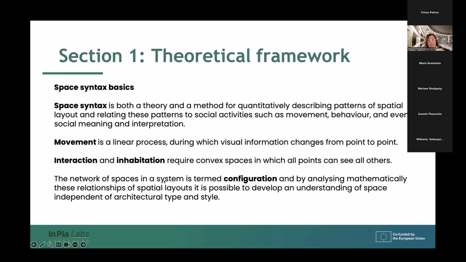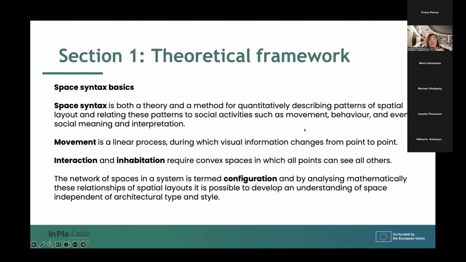So let's have a look at some basics of Space Index. I think the most important thing is to talk about what it is. It's both a theory, but it's also a method. It includes a number of tools for describing the patterns of spatial layout in a quantitative way and relating the results and these patterns to social practices, such as movement, behavior, and so on. In this approach, movement is considered as a linear process during which visual information changes from point to point. That is, in the way that we move, our visual field and visual information that we perceive changes.